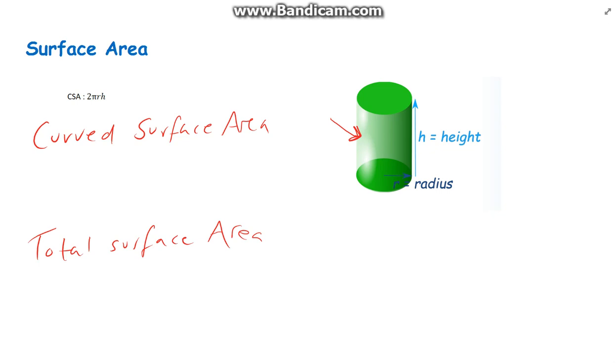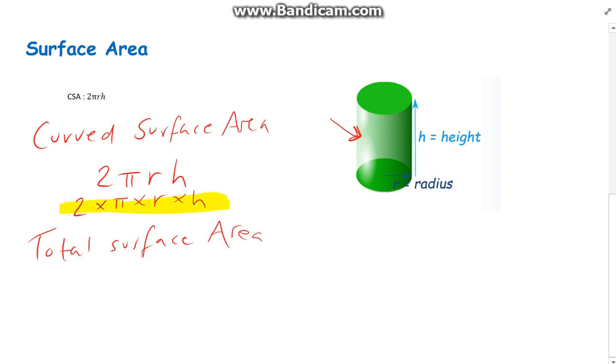So the curved surface area represents the central part, like around the outside of it. So your formula for your curved surface area is 2 pi r h. Again, these are all stuck together, so it's going to be 2 by pi by r by h.